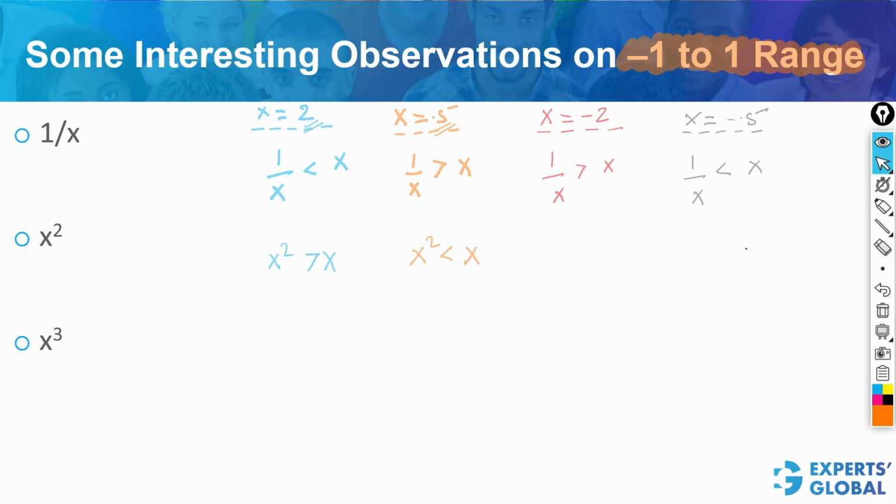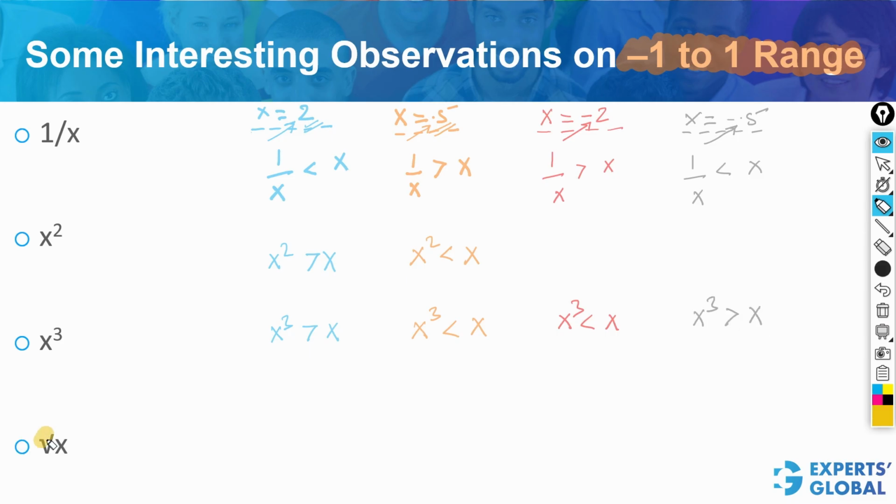Let's look at x cubed. For significant positive values such as x equals 2, you will see that x cubed is greater than x. However, for a small fractional value such as x equals 0.5, you will see that x cubed is less than x. Similarly, for a sizable negative value such as x equals -2, you will see that x cubed is less than x. However, when x is in the -1 to 0 range, x cubed becomes greater than x.